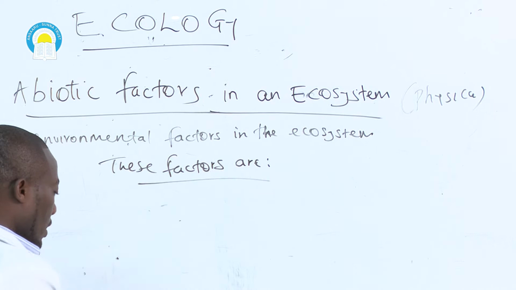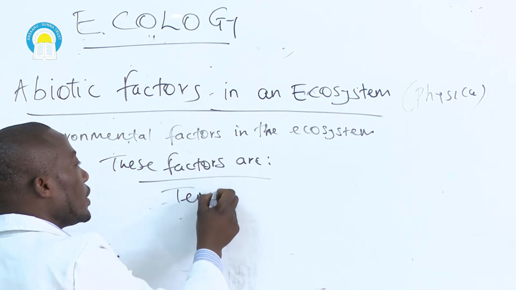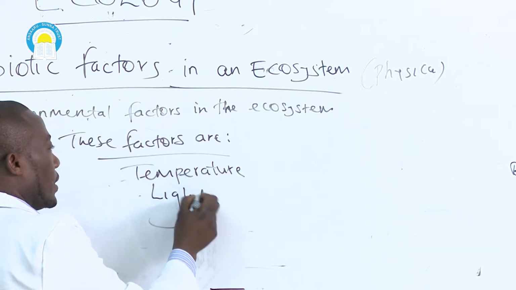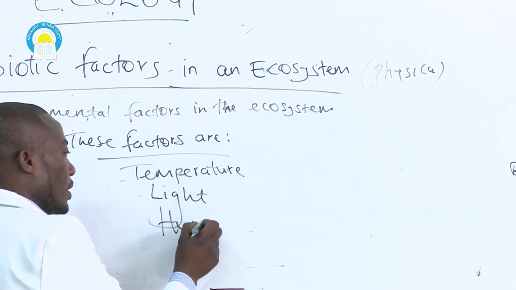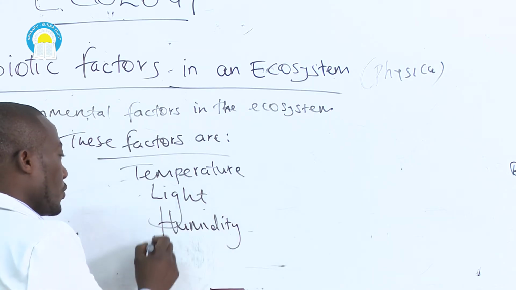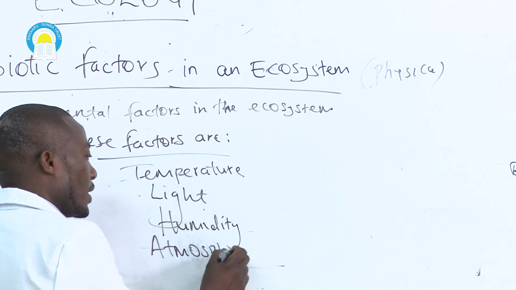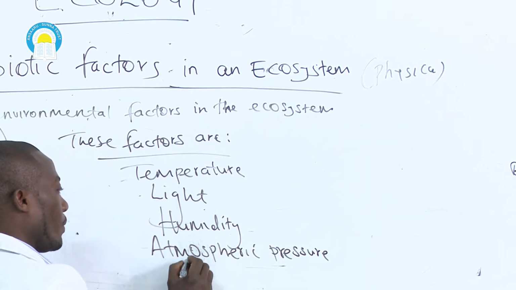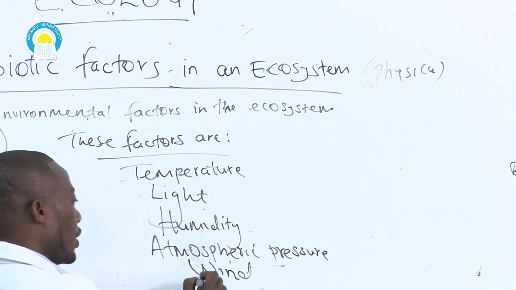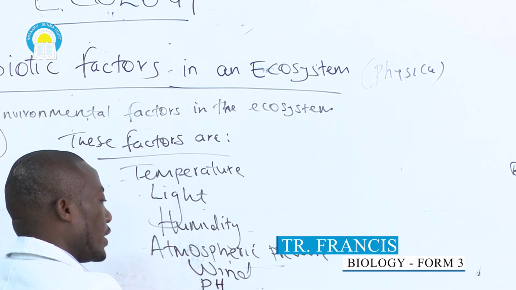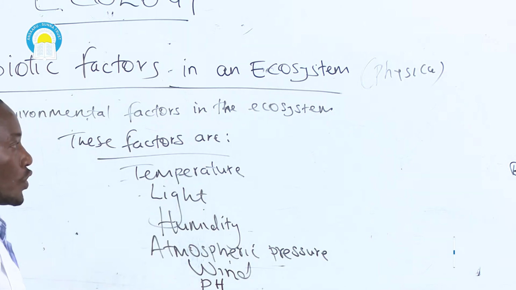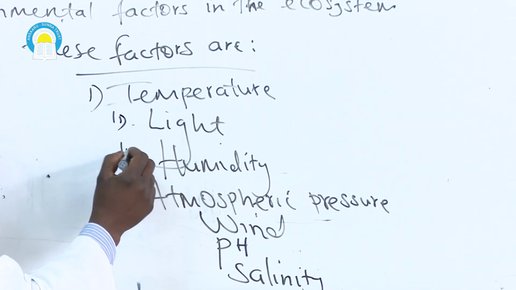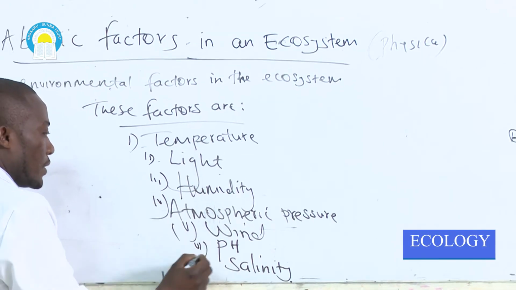The abiotic factors, we can list them down before explaining: temperature, light, humidity, atmospheric pressure, wind, pH, and salinity. So we can discuss them one by one. Temperature is number 1, and there are 7 in total.